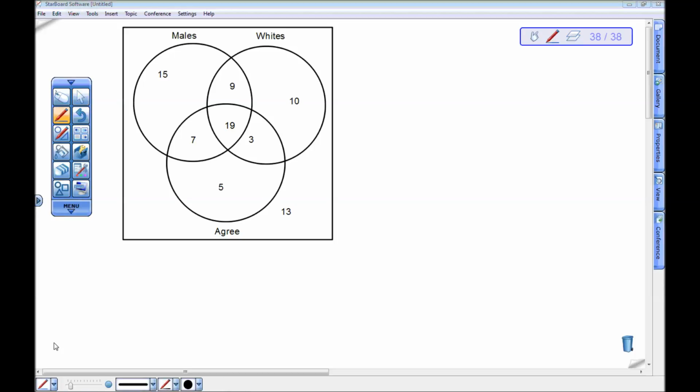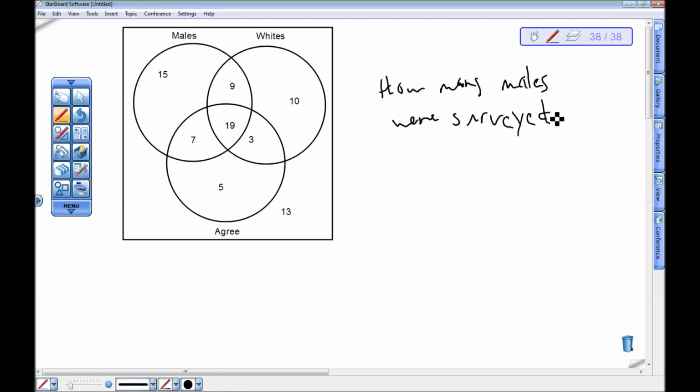So I can ask things like, how many males were surveyed? And I can figure that out by simply looking at the male circle and saying, well, 15 and 9 is 24, 7 is 31, and 19 is 50. So 51 males were surveyed.